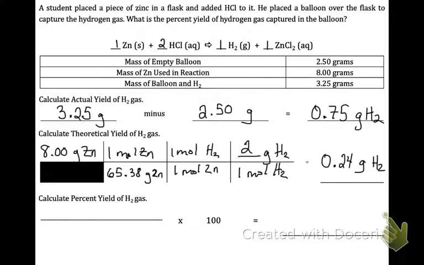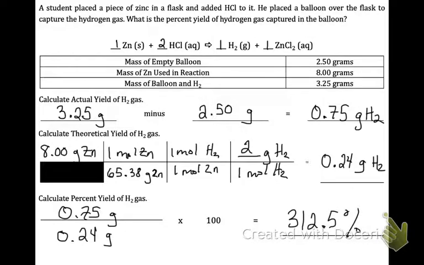So let's calculate the percent yield. The claim is that we made 0.75 grams of hydrogen, and our theoretical yield was 0.24 grams. So 0.75 divided by 0.24 times 100 is 312.5%. So if this was my experiment and I'm looking at these numbers, something is not right here, because it's not possible to obtain greater than a 100% yield.